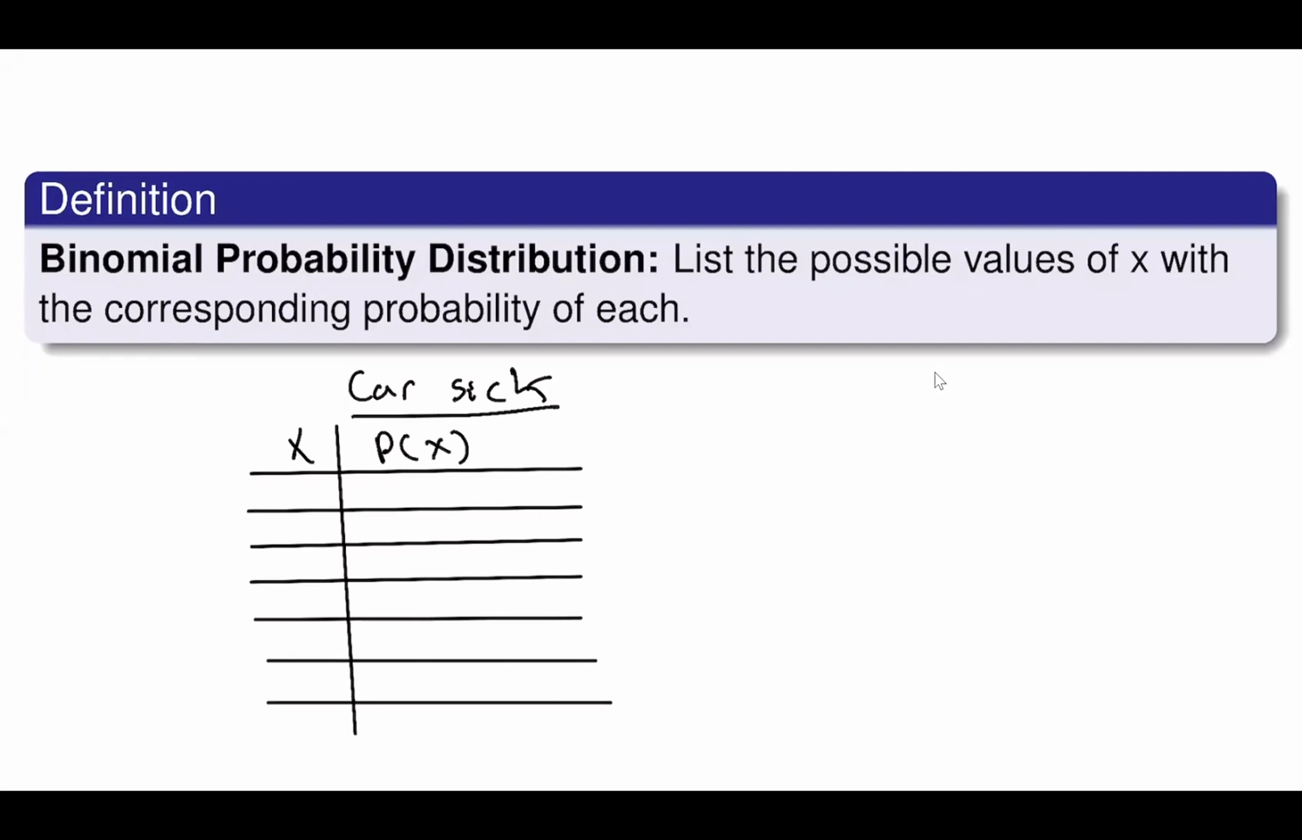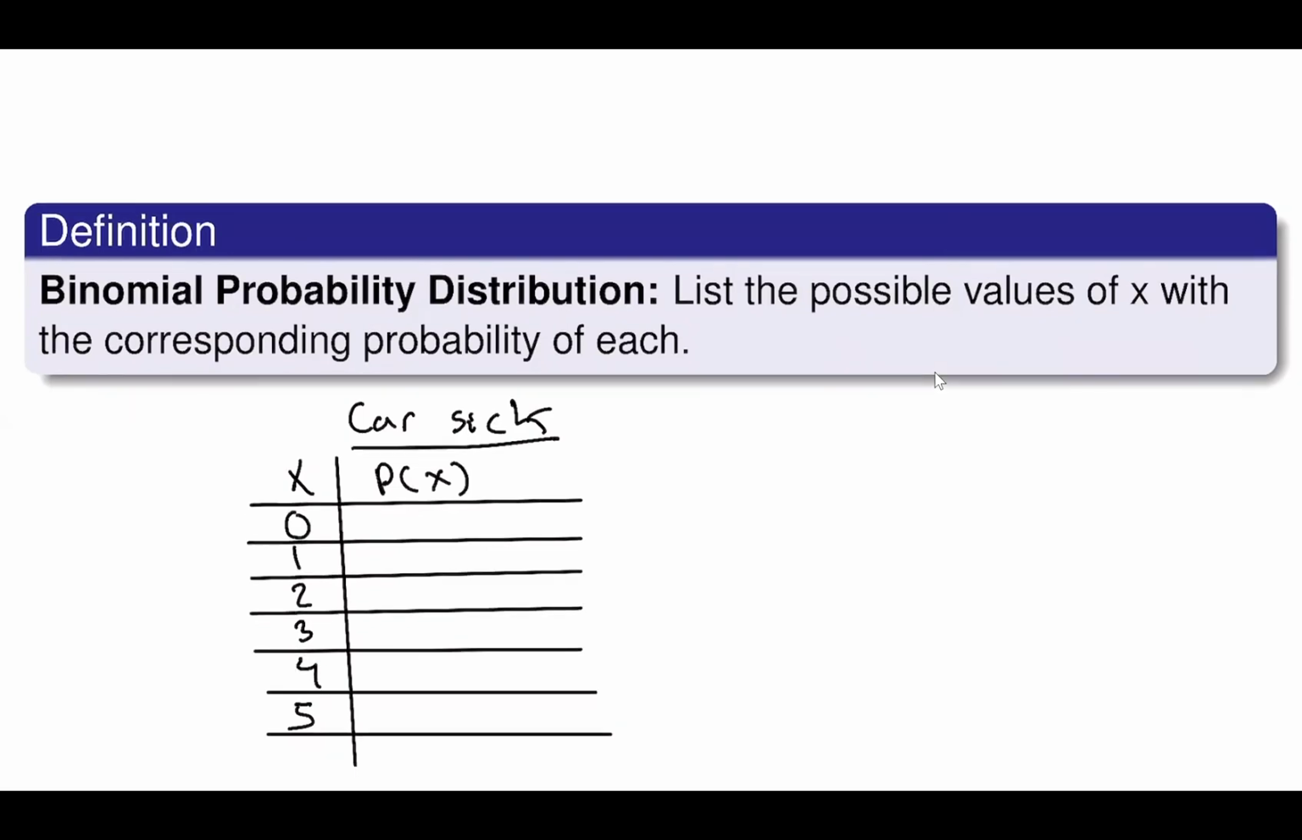With the X value, you have to list out all possible outcomes that could occur. So going back to the problem for the car sick children, what's the lowest amount of children that could get car sick? 0. Perfect. What's the highest possible amount of children that could get car sick from our trial? 5. So you want to go 0 to 5.